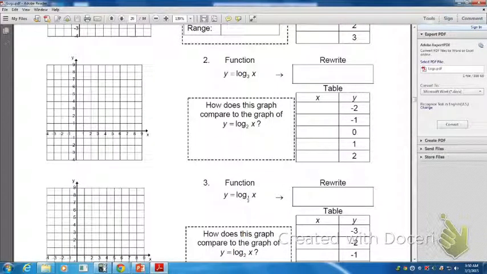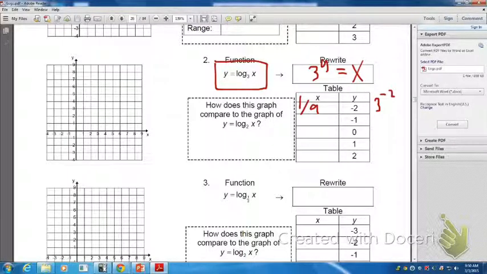Okay, so let's do the rewrite on this one. So what's our base? We're raising that to a power of y, and that's going to equal x. Okay. So now we're going to do the same thing. We're going to sub in the y value. So we're going to take 3 to the negative 2 power, which is going to give us what? So basically, yeah, it's 1 over 9, right?